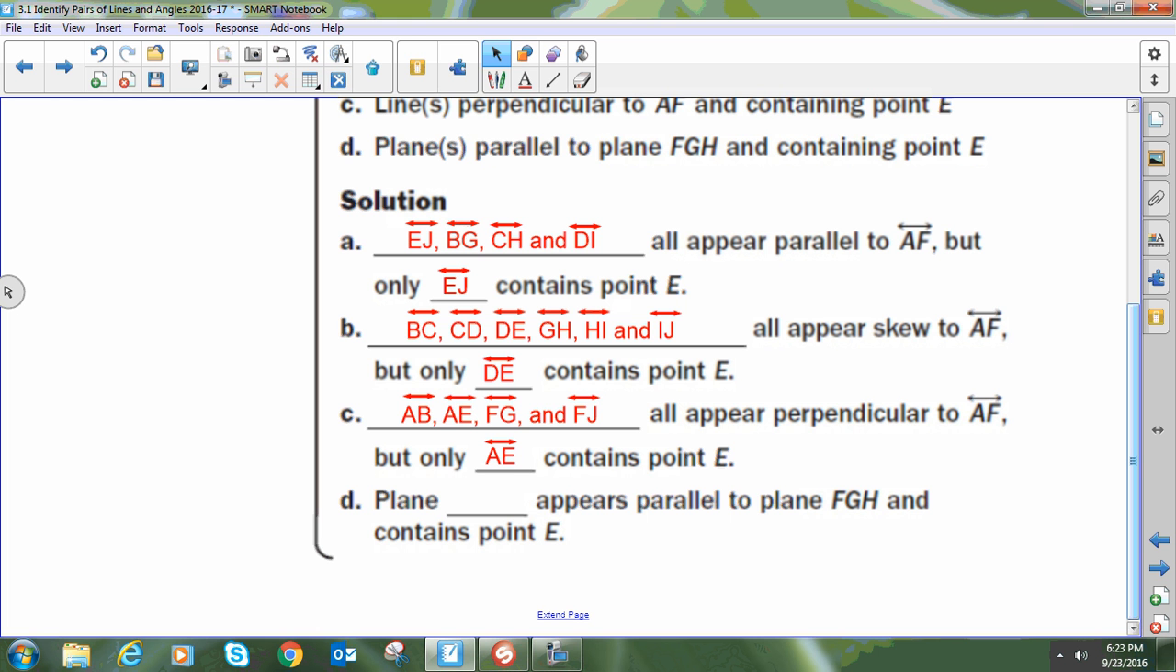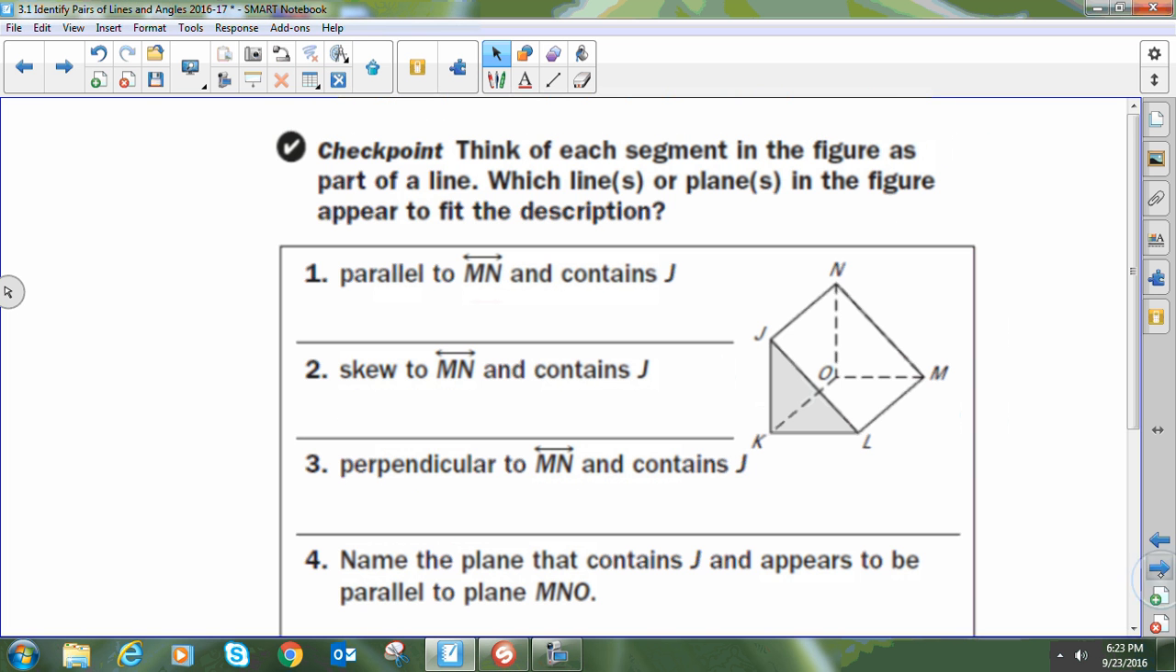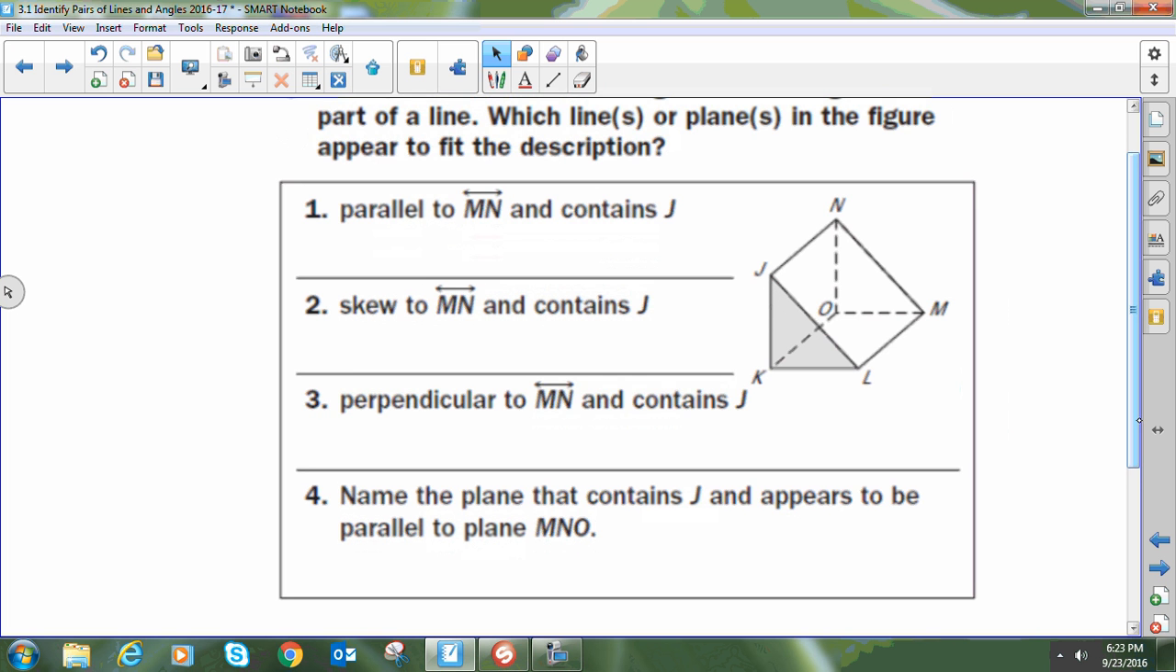So the last one, find a plane that's parallel to FGH and contains point E. Well, that would be, for instance, plane ABC. Now, right underneath that, you have these four questions that I would like you to attempt answering on your own before you listen to my answers. So at this point, go ahead and pause the video, answer these four questions, and when you're done, hit play.